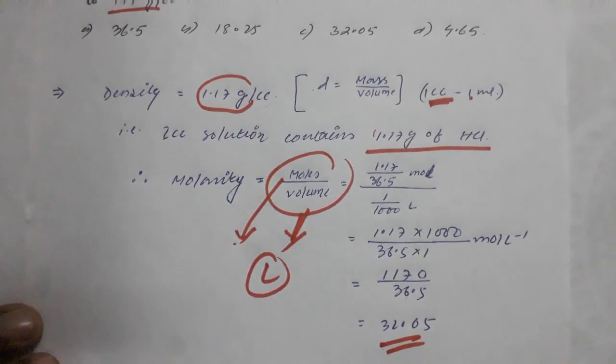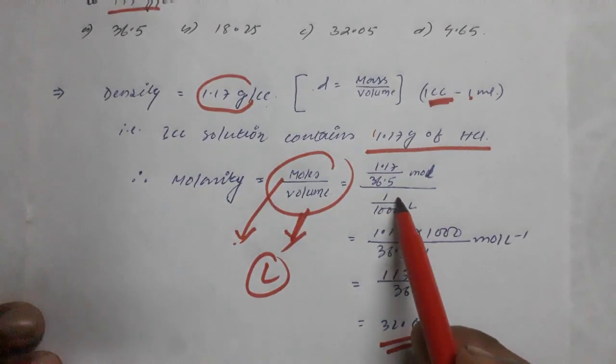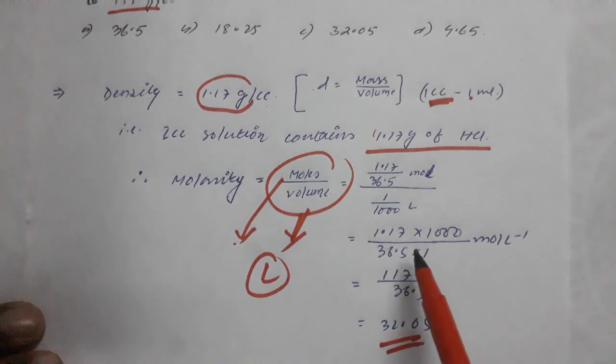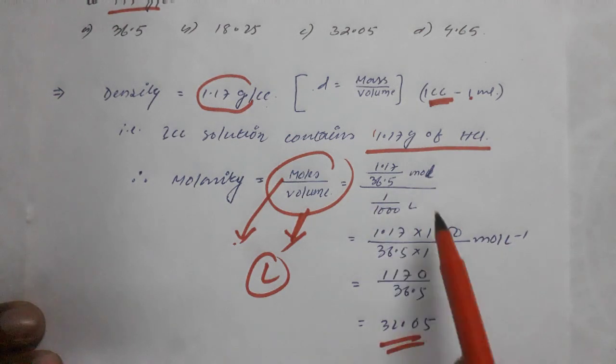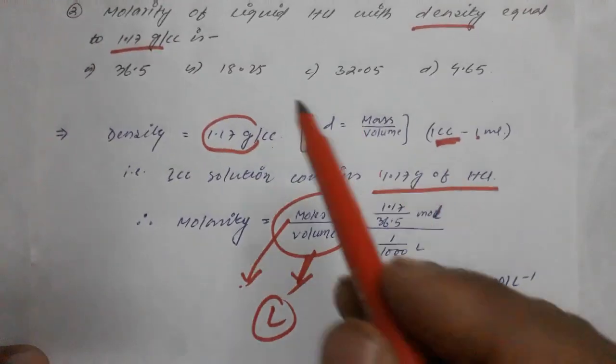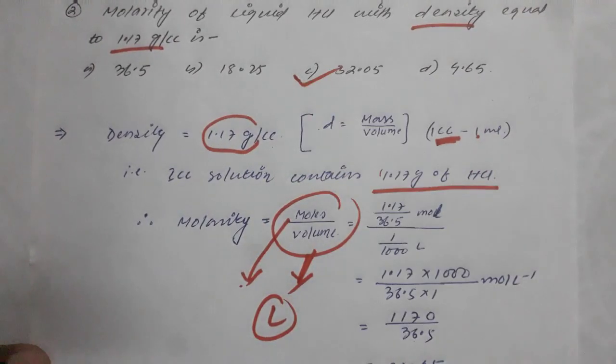So these things are very simple. We have milliliter converted into liter, so it will be divided by 1000. So this is 1 by 1000, and this is mole. So it goes there, it comes here, right? So this is how we get the value here, which is 32.05.